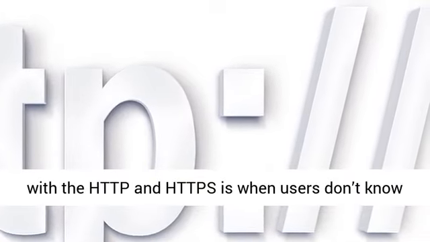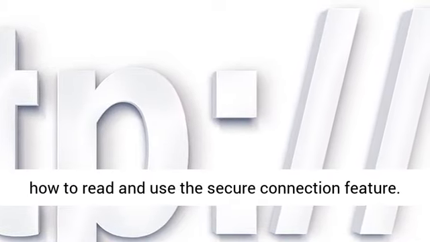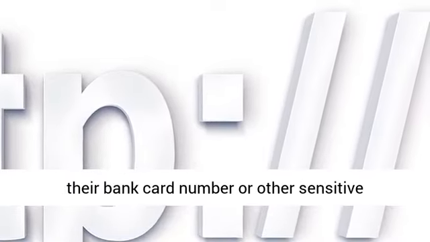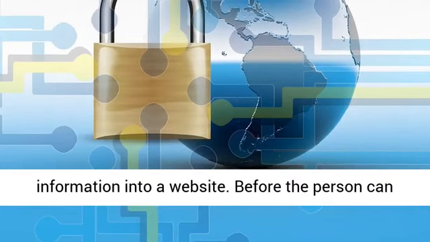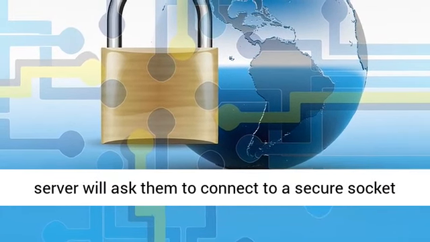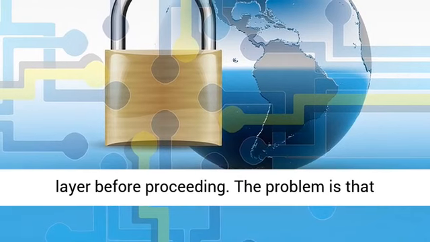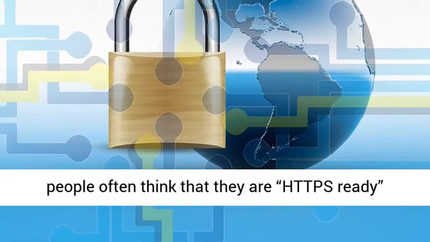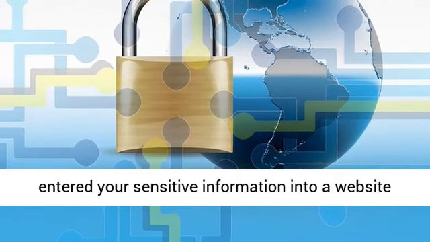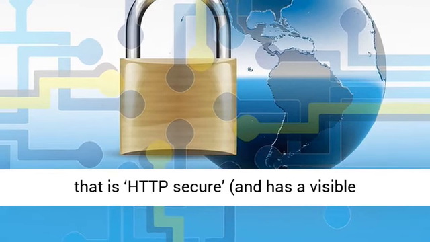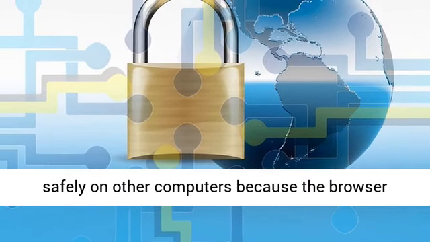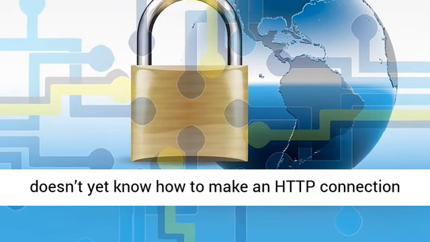Now let's see some HTTP and HTTPS issues. A major problem associated with HTTP and HTTPS is when users don't know how to read and use the secure connection feature. You may encounter a scenario where a person enters their bank card number or other sensitive information into a website. Before the person can proceed with making a transaction, the website server will ask them to connect to a secure socket layer before proceeding. The problem is that people often think that they are HTTPS ready when they actually aren't. Even when you've entered your sensitive information into a website that is HTTP secure and has a visible secure lock icon, you may not be viewing it safely on other computers because the browser doesn't yet know how to make an HTTP connection to the website.